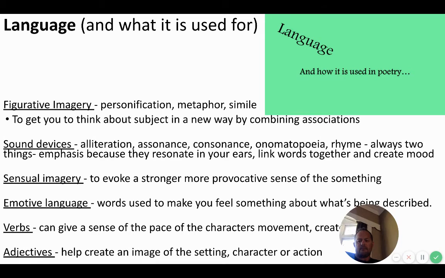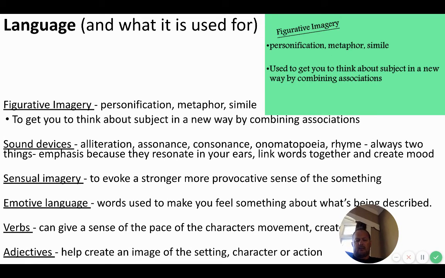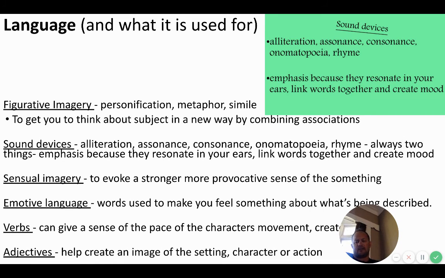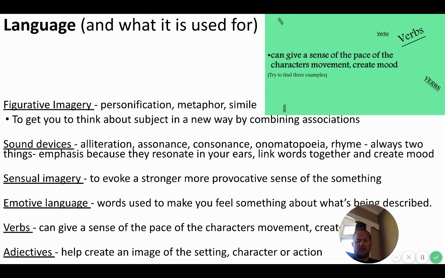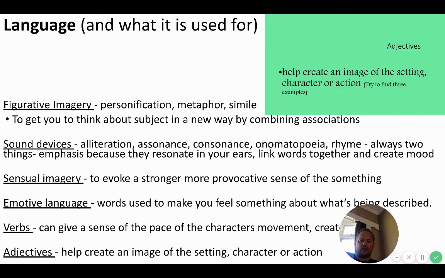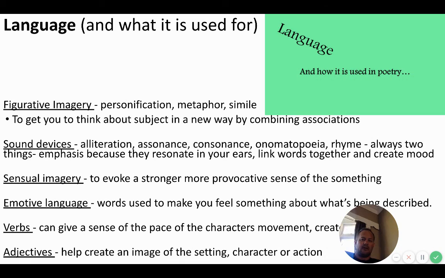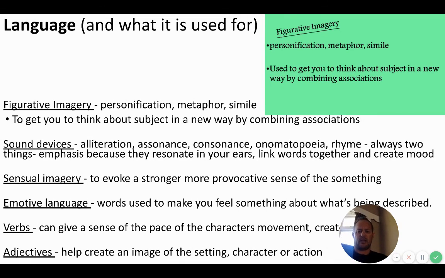sadness. Verbs give a sense of the pace of the character's movement, can create tension. And adjectives help create an image of the setting, character, or action. So you'll notice there's a few of these things that we looked at already in fiction. So there's a few things that are fairly common to both of those types of texts, both fiction and poetry.